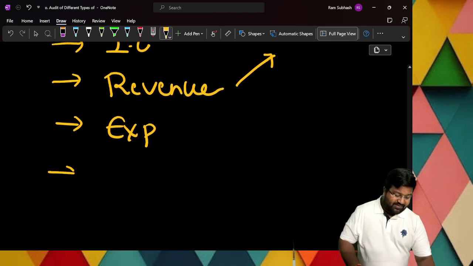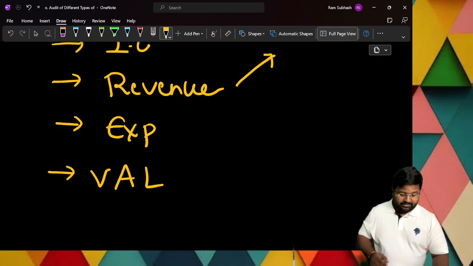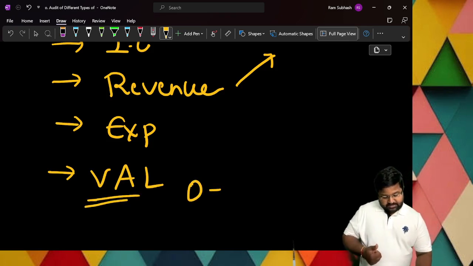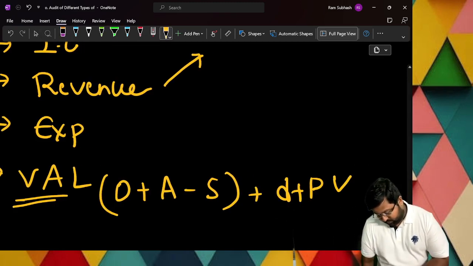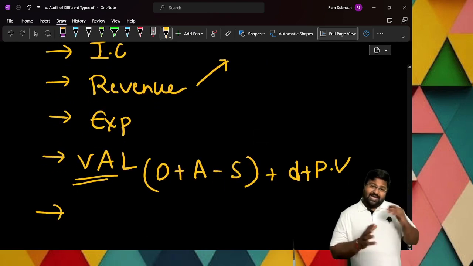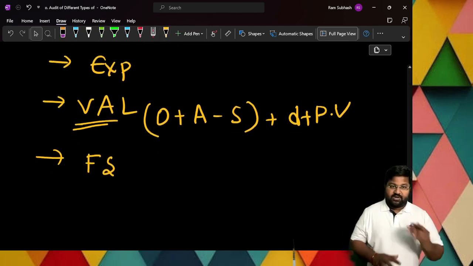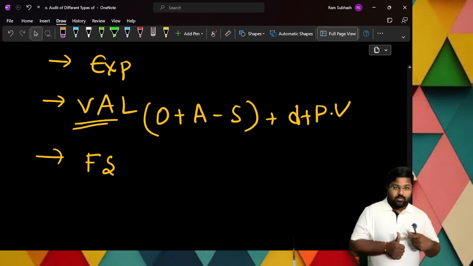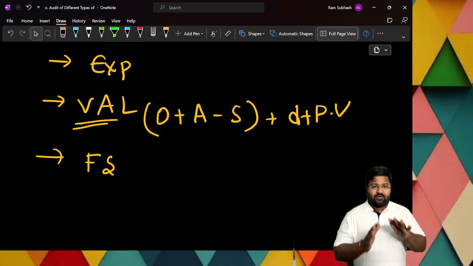So automatically, when it is capital, we will get assets and liabilities. So we have to go with verification of assets and liabilities. We have to write a point regarding that: the opening balance of assets, any additions, any subtractions. After that, automatically depreciation plus physical verification. Lastly, these assets and liabilities will be disclosed in financial statements, so about financials also we have to write. We have to mention a few points, like whether disclosure requirements have been properly complied with and whether asset classification has been properly made. If you write these, it is done.